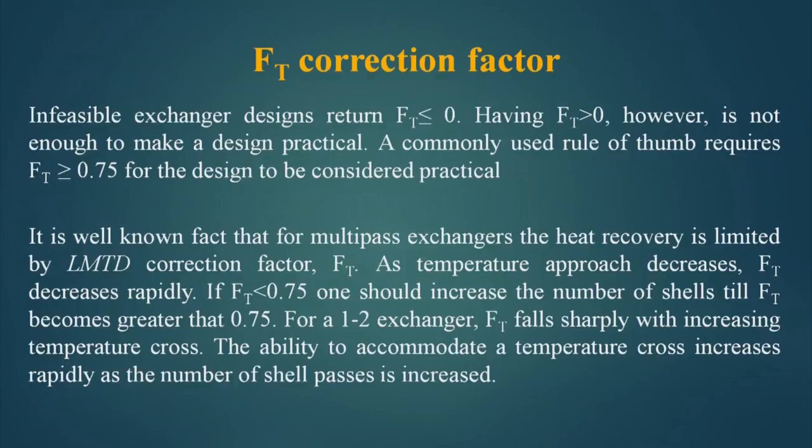For a 1-2 exchanger, FT falls sharply with increasing temperature cross, but the ability to accommodate a temperature cross increases rapidly as the number of cells is increased. This means that if the FT is less than 0.5, the designer has to opt for a multiple cell heat exchanger, or the number of cells should be increased such that FT becomes more than 0.75. Now, this gives the basis for cell targeting.